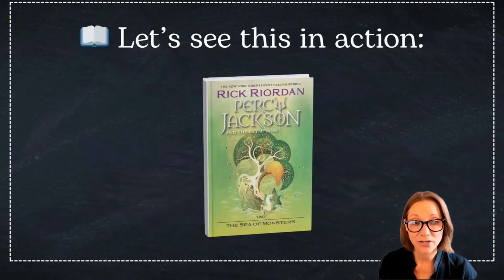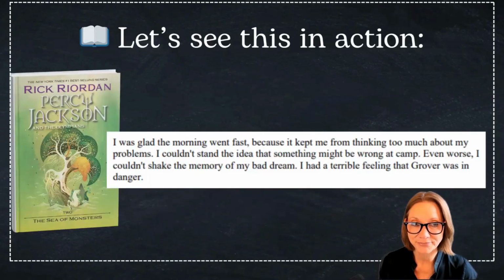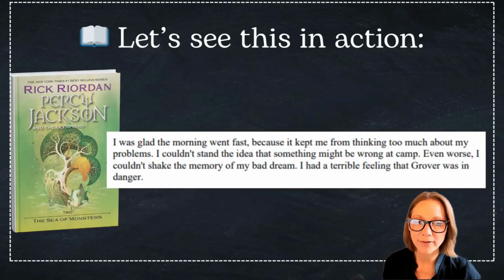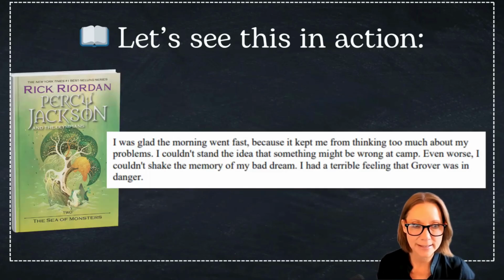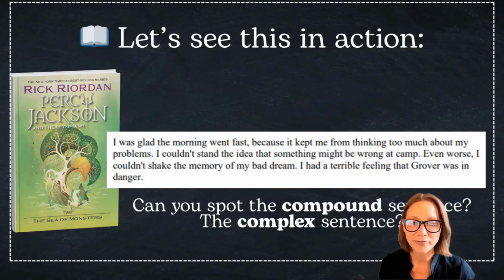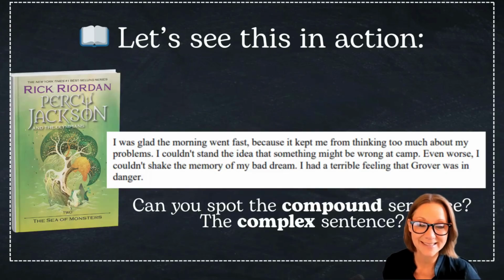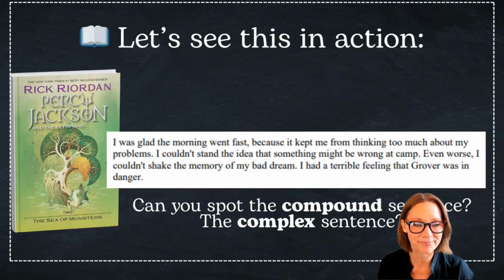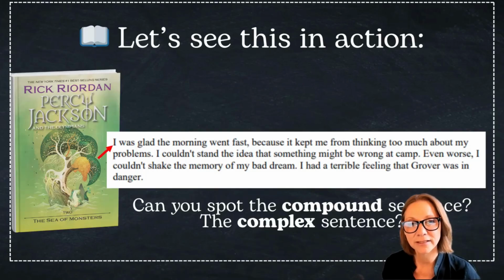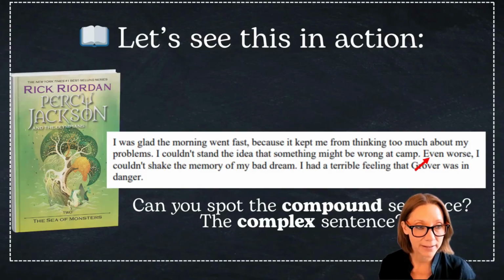Let's see this in action in Percy Jackson. I was glad the morning went fast because it kept me from thinking too much about my problems. I couldn't stand the idea that something might be wrong at camp. Even worse, I couldn't shake the memory of my bad dream. I had a terrible feeling that Grover was in danger. Now, can you find the compound and complex sentence in this example? Let's take a look. The first sentence is your compound sentence. And then the even worse is your complex sentence.